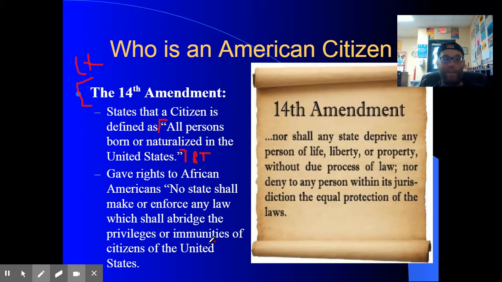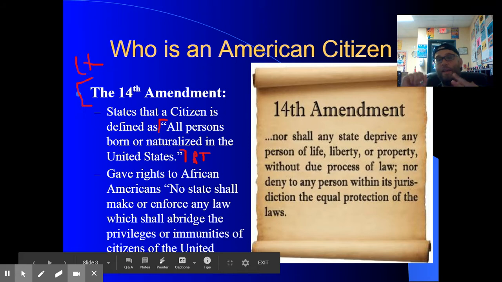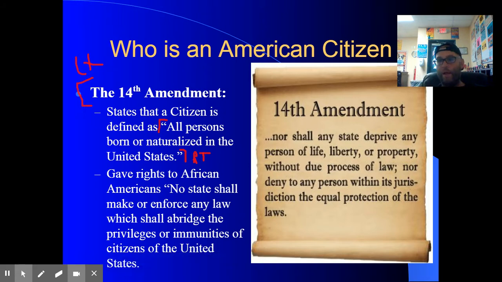So the 14th Amendment is crucially important. We're going to talk about it a lot later in the year when we talk about constitutional rights and the Supreme Court cases and important parts of the Constitution. The 14th Amendment is one of the most important parts. But for today's purpose, it's really important because it defines who is a citizen in this country. When the Constitution was written in 1780, there was no definition of American or United States citizenship.